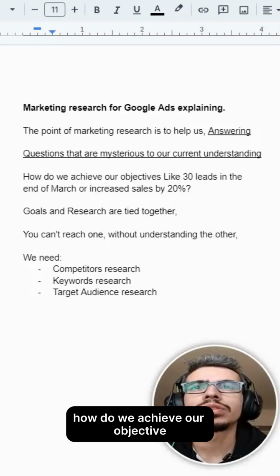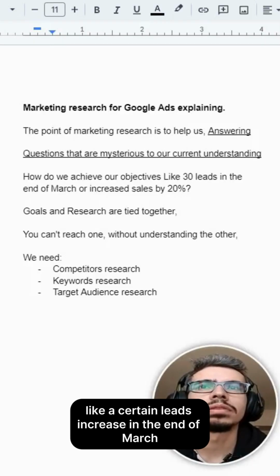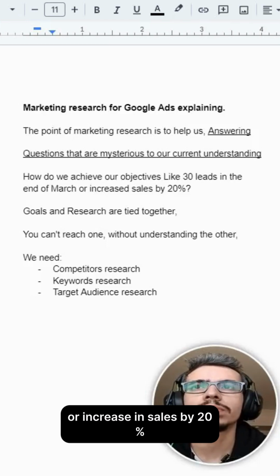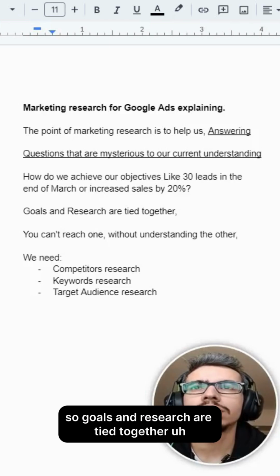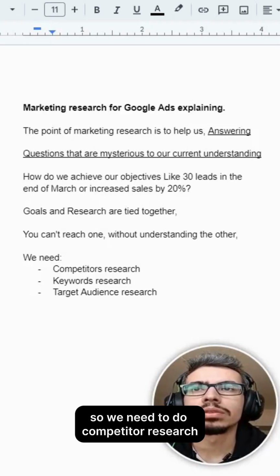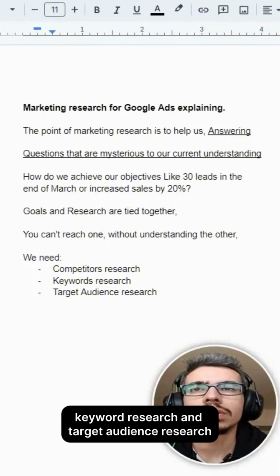How do we achieve our objective, like a 13% increase in leads by the end of March, or a 20% increase in sales? So goals and research are tied together. You cannot reach one without understanding the other. So we need to do competitor research, keyword research, and target audience research.